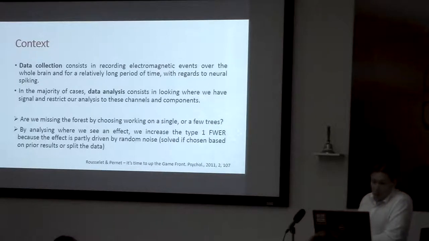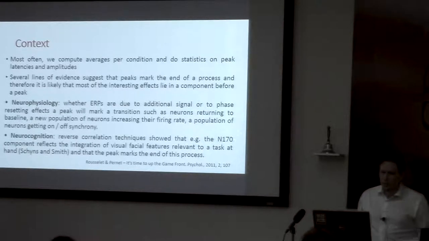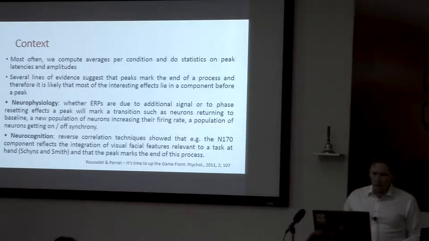And by analyzing where we see an effect, we also increase our type 1 error. Because you just compute the difference across all the subjects, and you say, oh, look, it's around that electrode on this IC, and that's therefore what I'm going to look at. It could be the next channel, actually, that has the main effect. But the one you're looking at is driven by noise, and therefore that's the one you're looking at. So basically we have no good control to analyze the data unless you do a systematic search through the whole space. And so most often, we compute the average per condition. I mean, we do these statistics on the peaks. Sometimes we also do peak latency or peak amplitudes.